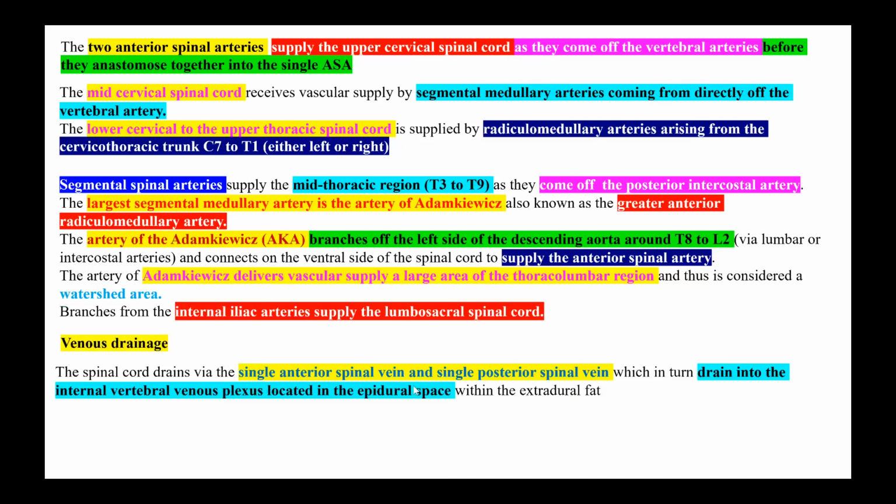The venous drainage of the spinal cord is via a single anterior spinal vein and a single posterior spinal vein. Some books say there are three veins, but actually the three veins are nothing but the branches coming from inside the substance of the spinal cord to the outside, and then they unite to form this. So there is a single anterior spinal vein and posterior spinal vein, contrary to the single artery on the front and two arteries on the back.